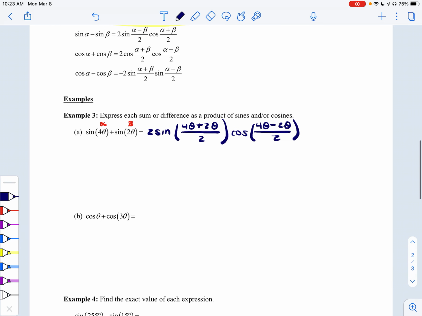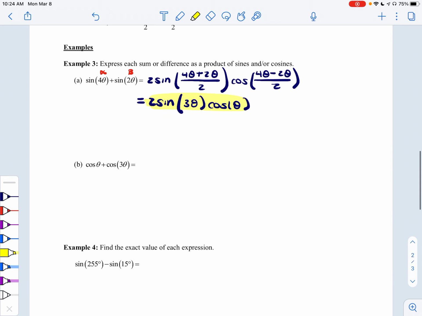Okay, combine like terms. So 2 sine. All right, so this would be 6 theta over 2, which is 3 theta. And then this would be 2 theta over 2, which is theta. So 2 sine of 3 theta times the cosine of theta. There's no negative angles to worry about, so this is our final answer.